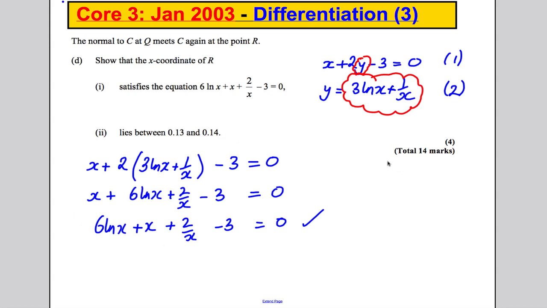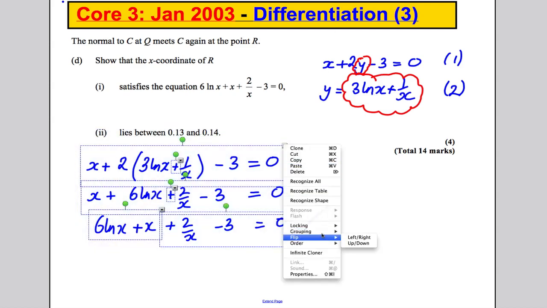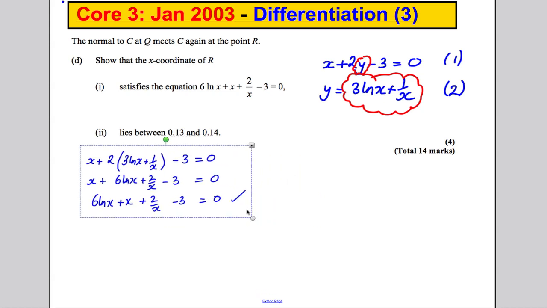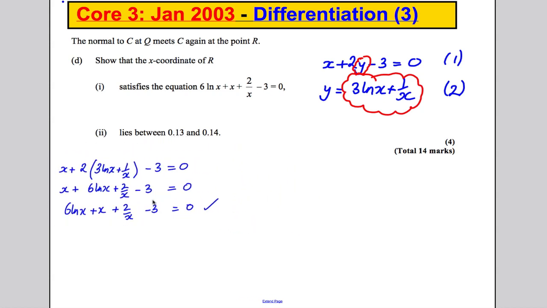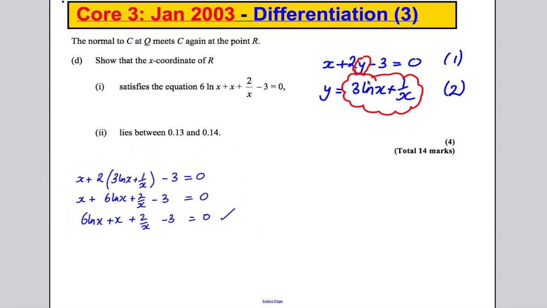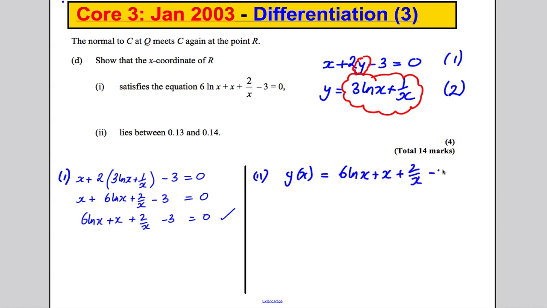So what I'm going to do for this, again, you should be working down the page and not across the page, but I'm doing this so it all fits on one page here. This was D part I. I'm going to do part II beside it, but you should be working down the page in the exam. Now I'm going to define a function g of x to be equal to this thing here, 6 ln x plus x plus 2 over x subtract 3.